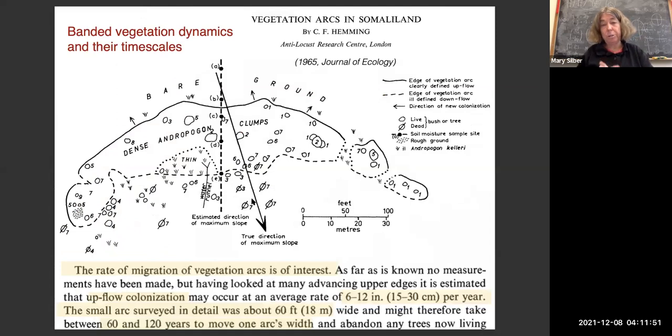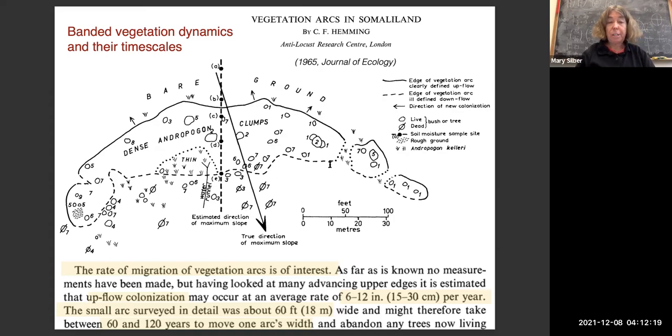Okay, the next thing I want to do is talk a little bit about timescales, because that's one of the challenges of this problem. So this is again an image from an old paper from 1965 by Hemming, and he was doing ground-based studies. So he was there for a long period of time, maybe years, studying this phenomenon. And he has these beautiful hand drawings of one of these vegetation bands.